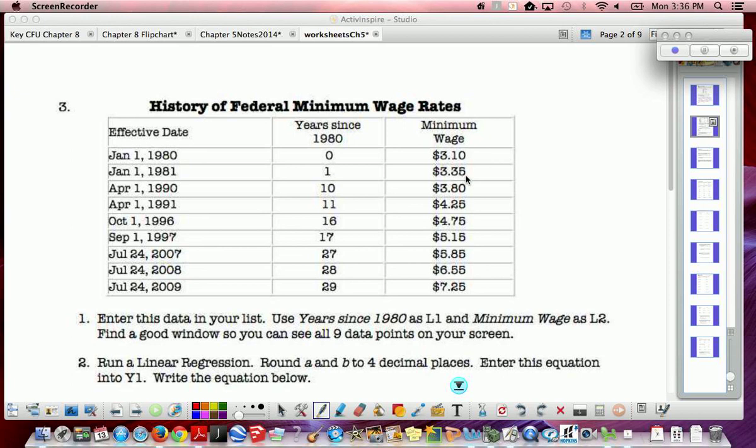Okay, let's take a look at page 2 now, and we have another set of data here, which is the history of the federal minimum wage. And again, we're going from the year since 1980 and the minimum wage all the way to at least July 24th of 2009. So with the years, we didn't take it all the way down to the decimal. We just did it to the whole year.